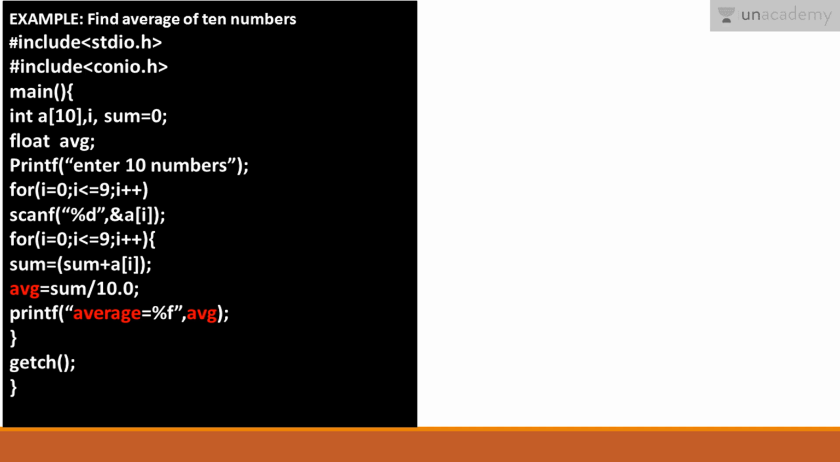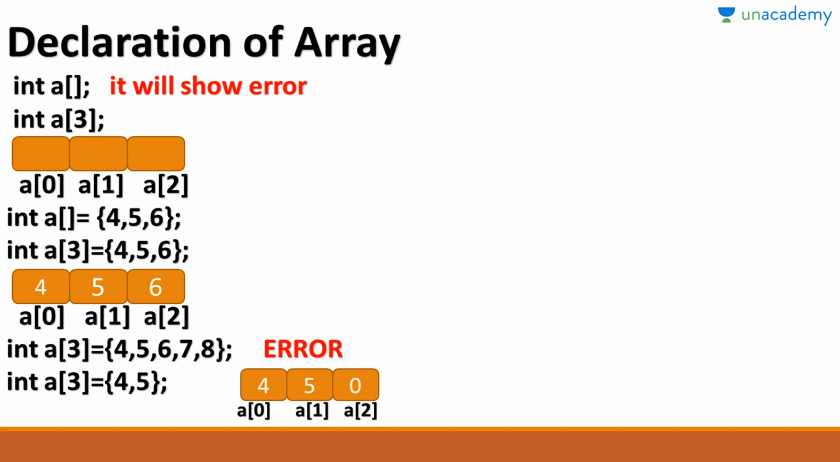So it is very easy to find the average of 10 numbers with the help of an array. If we are taking 10 variables and storing the values in 10 variables, then we are finding the average, then it will be more complex. So arrays also help us in reducing the complexity of a program.